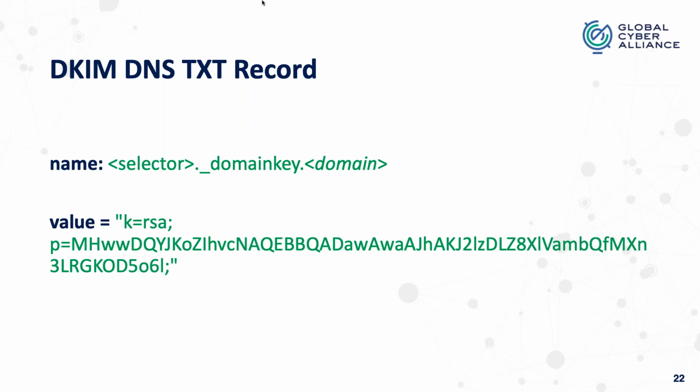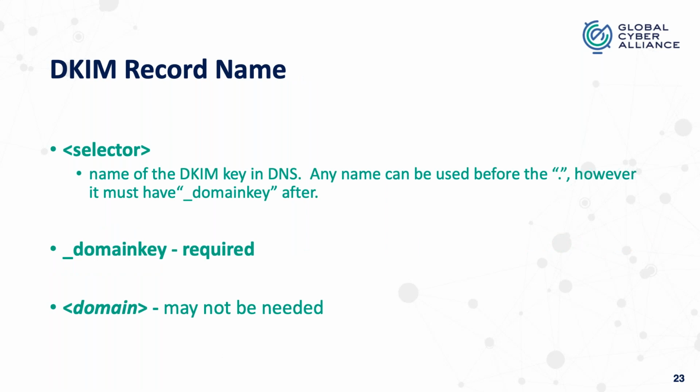And then the value, depending on what you're using, if it's a TXT record, this is what the value could look like. k= defines what encryption mechanism is being used, and p= is the actual public key. So this is only part of it. There are other values in there as well, but we're not going to go through each and every single value that's available for DKIM.